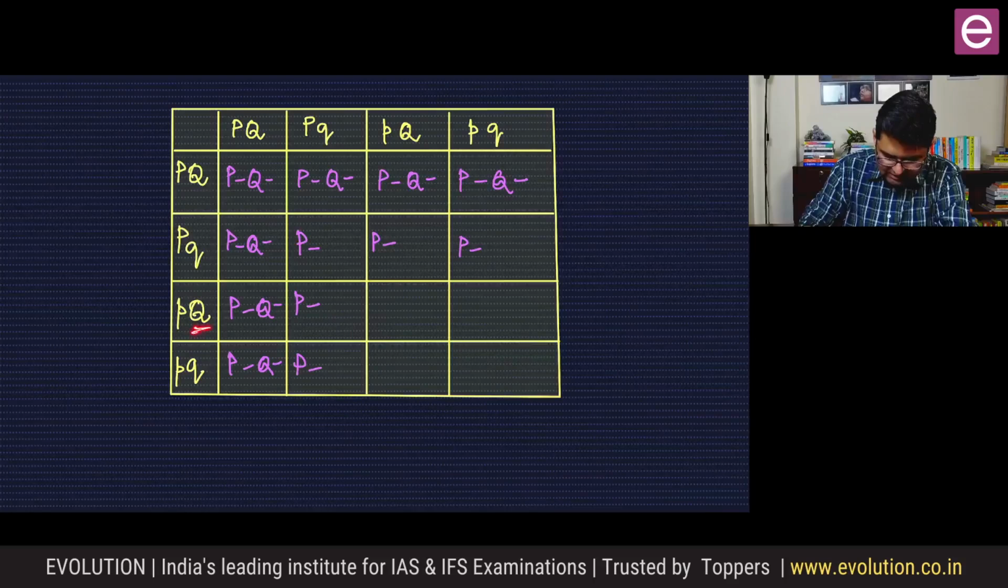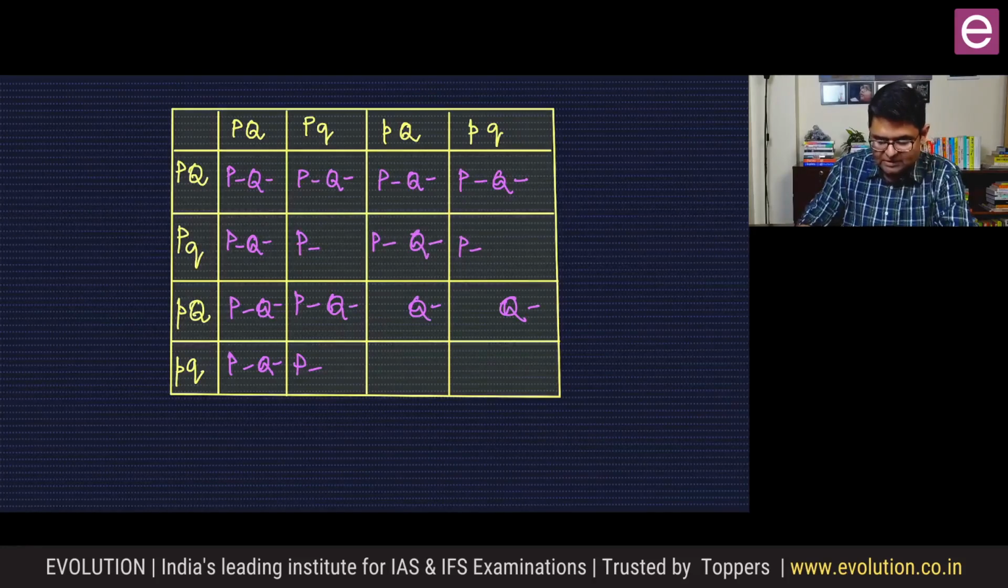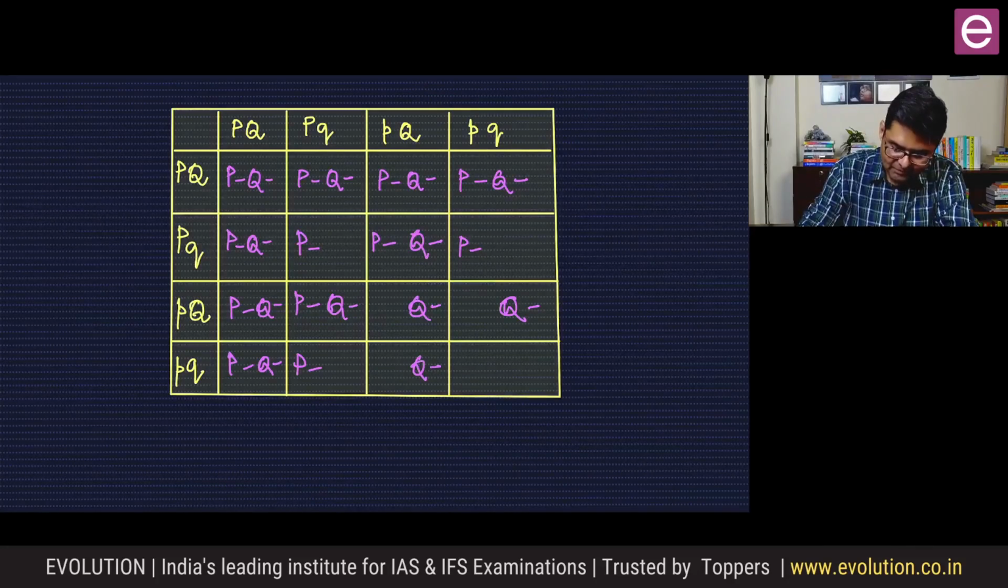Then here you have got dominant Q. Can you see that? So it will be like Q dash, Q dash, and Q dash. Then here you have got dominant Q. So it will be like Q dash here. It is already Q dash. What does it mean? It is homozygous dominant, and this is again Q dash. Correct. And then you have got other ones.